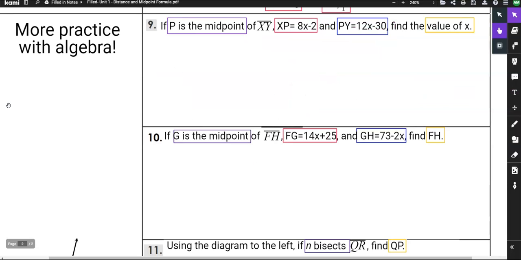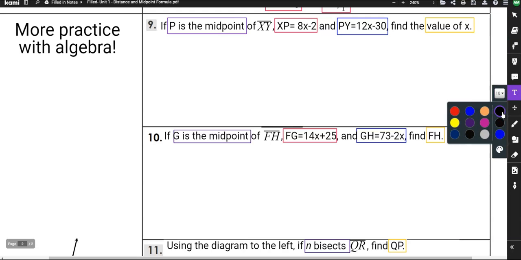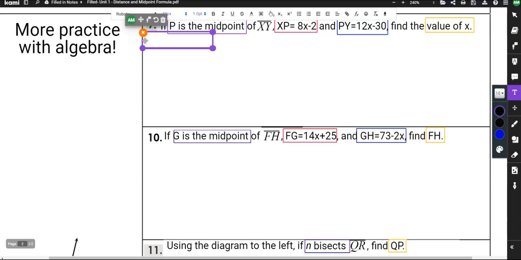For the next 3 problems, we're going to take what the definition of midpoint is, which is the location where we cut the segment exactly into 2 equal pieces, and we're going to use that information to solve some algebra problems and find the value of x, or in the case of number 10 and 11, we're going to find the length of a segment. So again, first of all, just like every other problem, we are going to list our givens. So we are given that P is the midpoint.